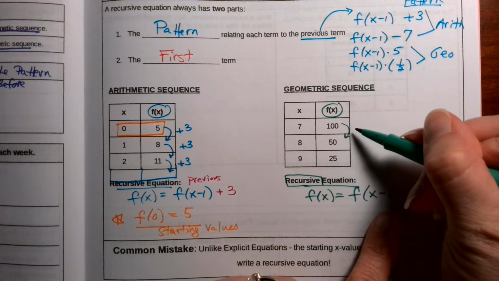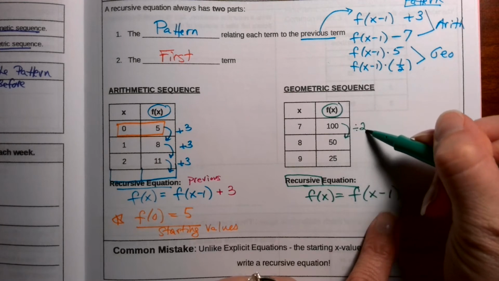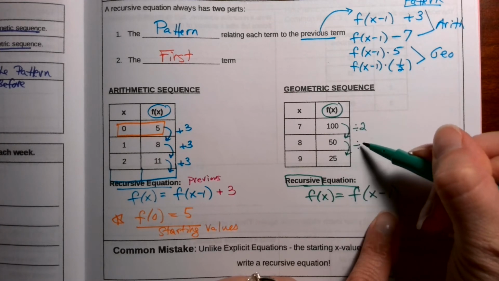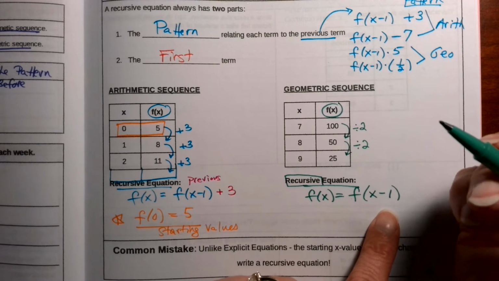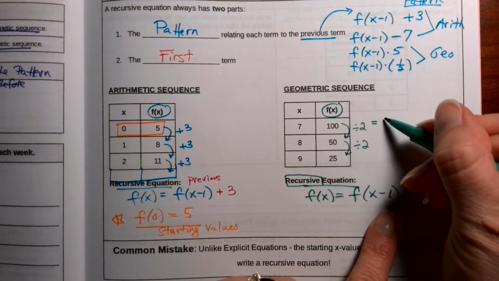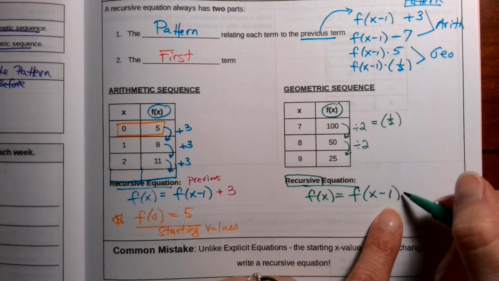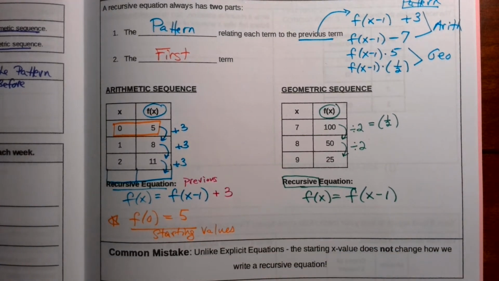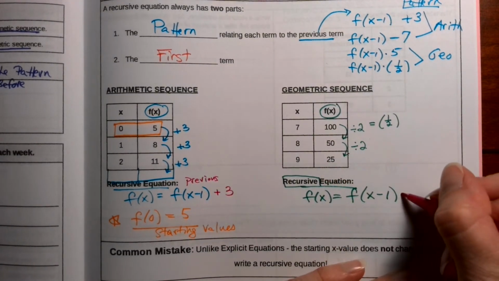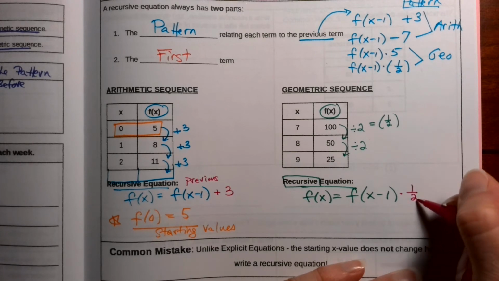The numbers are being divided by 2 each time, which we can't write in a function. So we'll say multiply by 1/2. So the recursive equation here is: take the previous, and what does the table do? Multiplies by 1/2.